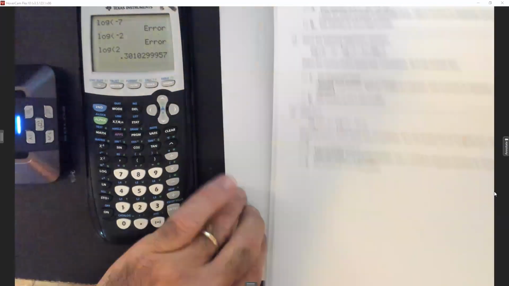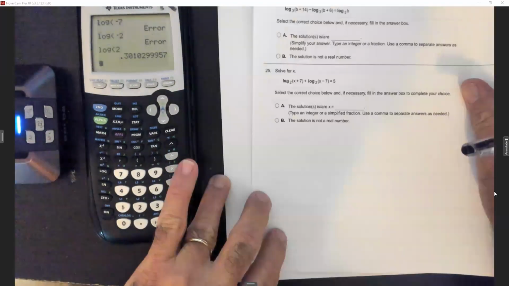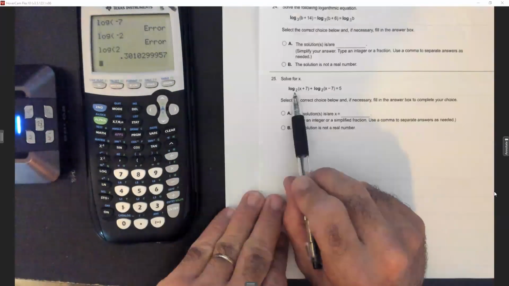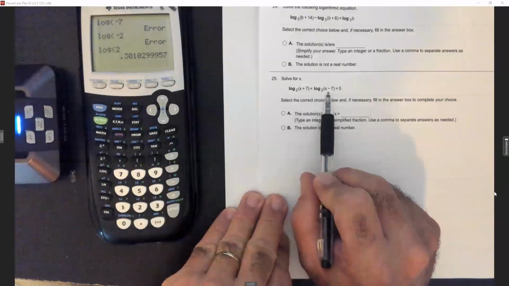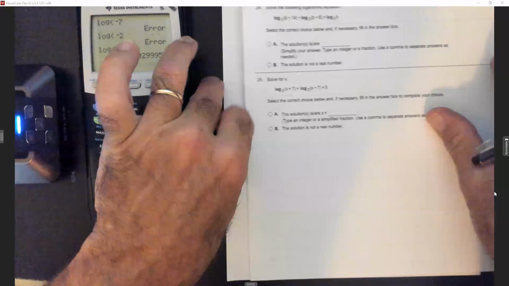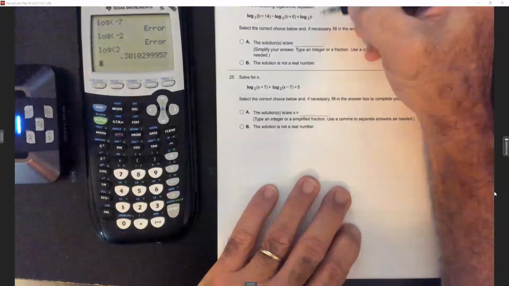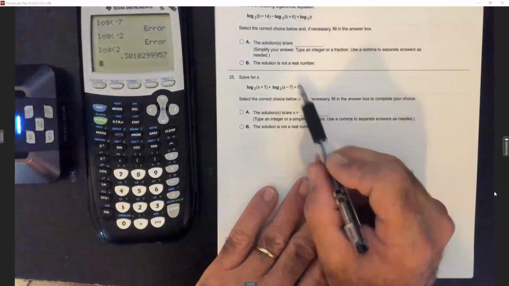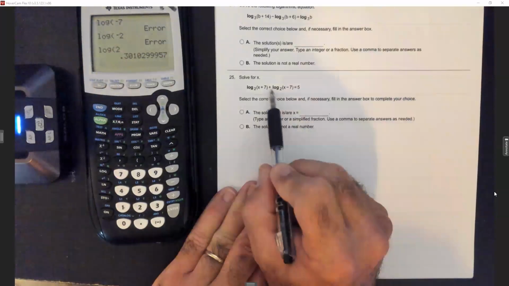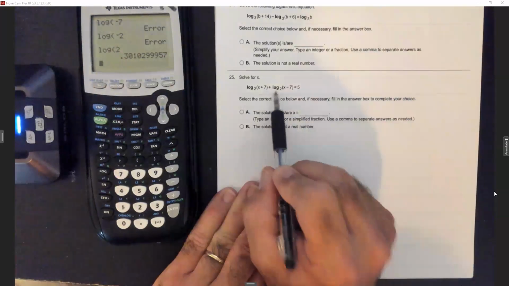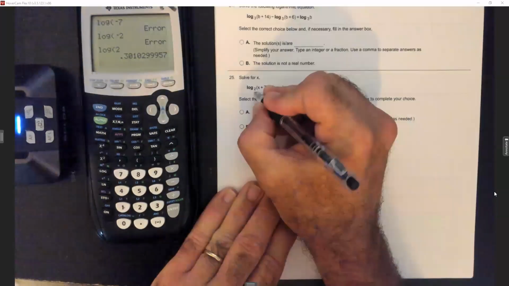So notice the difference now, 25. Log base 2 of x plus 7 plus log base 2 of x minus 7 equals 5. Now, I can't use the log base like I did on this one because I don't have a log on both sides, okay? So what I would do is turn the two logs on the left side into a single log.